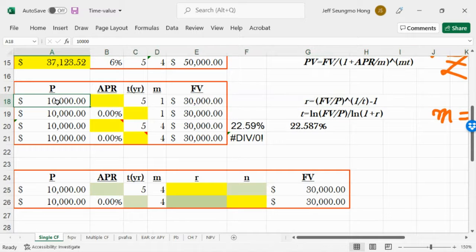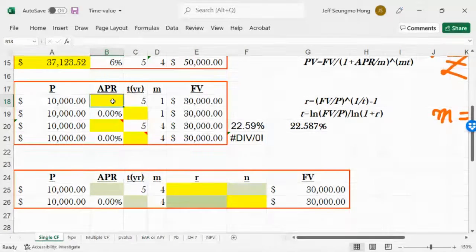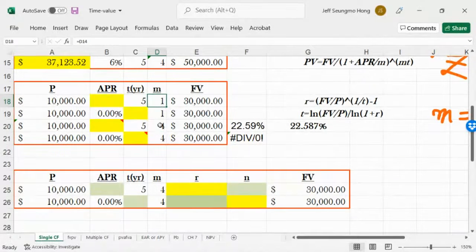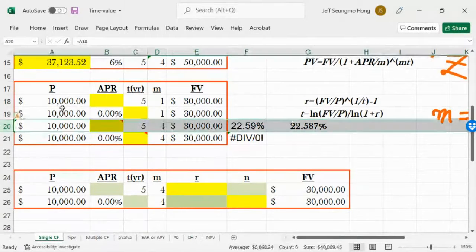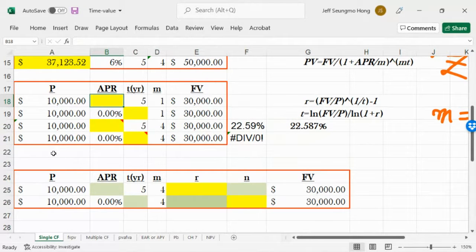So you have $10,000. You want to grow it to $30,000 in 5 years. So you have a pre-selected target future value, right? The question is, what should be the APR then? In this case, it's annual compounded. Next one will be quarterly compounding. So it's not a difficult thing. We just apply the formula that you just saw.